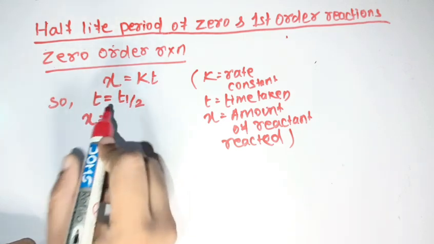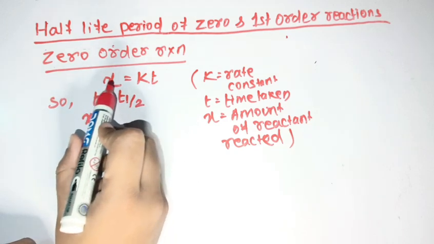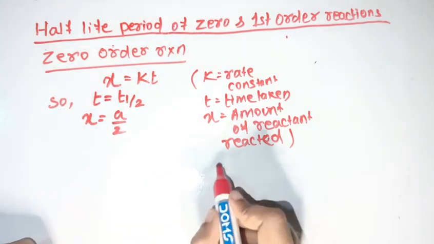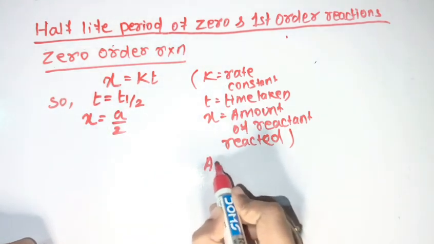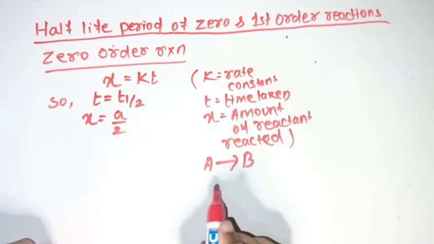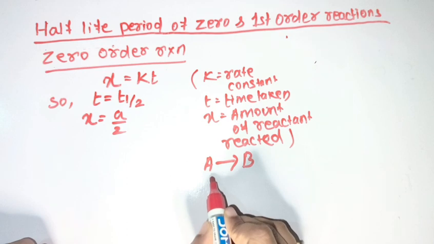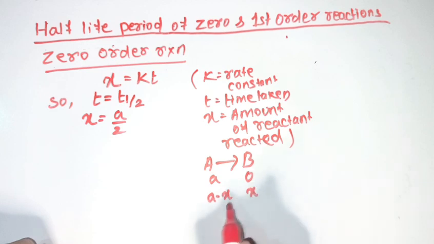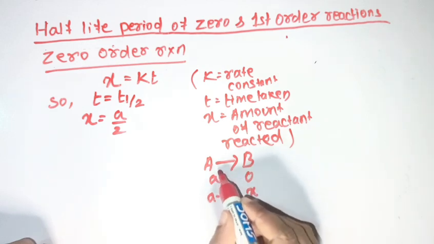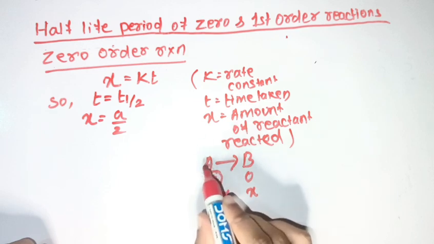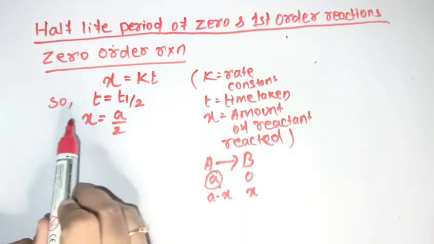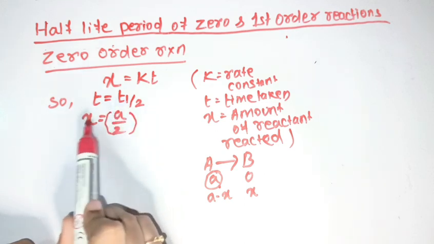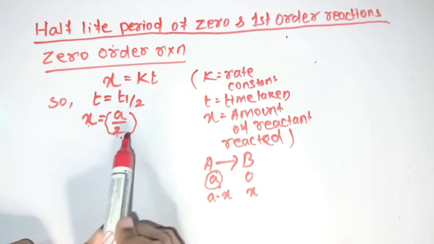Since t half is the amount of time taken to decrease to half of its initial concentration, x will be a by 2. Because in the previous examples, for reactions like A gives rise to B, the initial concentration of A was a and B was 0. After some time it was a minus x and concentration of B was x. Here the initial concentration of A, capital A, is small a. So x will be a by 2, which is half of the initial concentration.